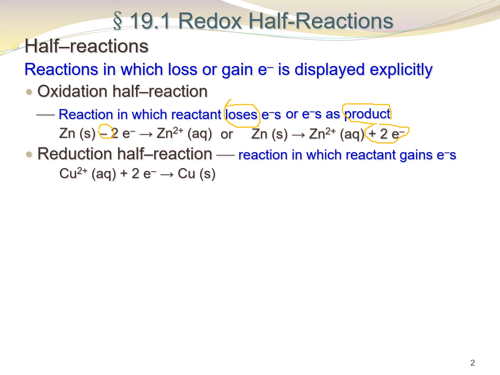And so we'll see for the reduction here, this is a reaction in which the reactant gains electrons. Copper gains electrons. Remember, in thermochemistry, we said gain means plus.